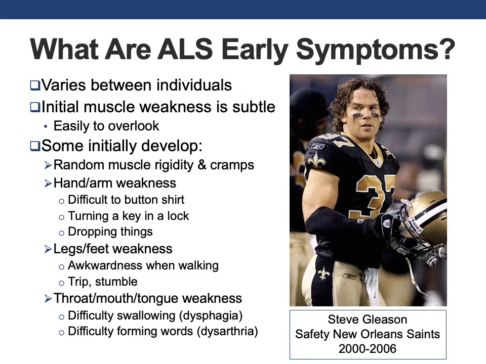Some will notice weakness in their throat or mouth or tongue, manifesting as difficulty swallowing, known as dysphagia, and difficulty forming words, known as dysarthria. My cousin, who died of ALS in 2015, her very first symptom was difficulty swallowing. On this slide, you see a picture of Steve Gleason. He was the safety for the New Orleans Saints between the years 2000 and 2000. And you'll see on the next slide, this young man was diagnosed with ALS.